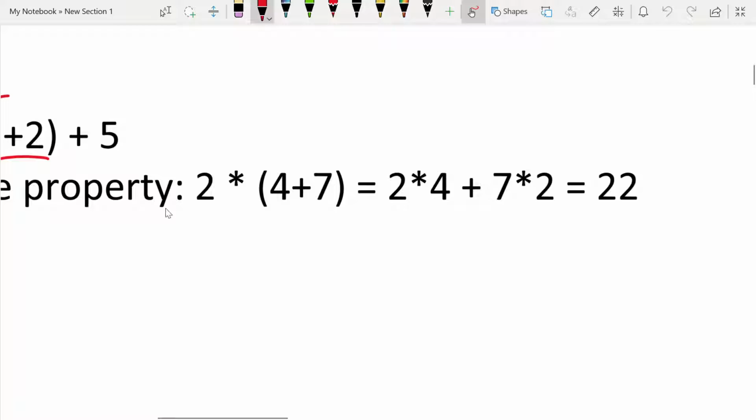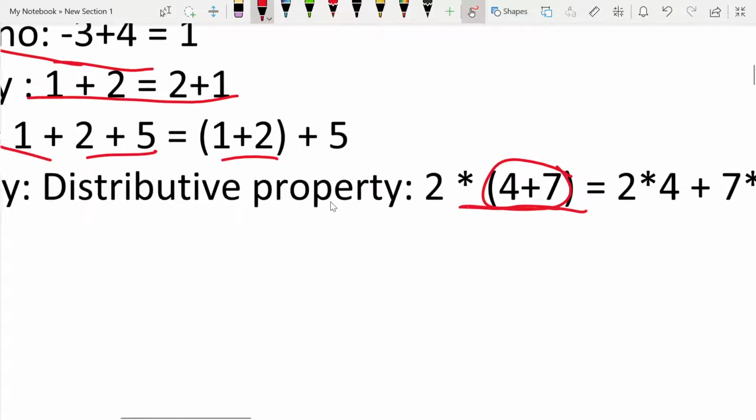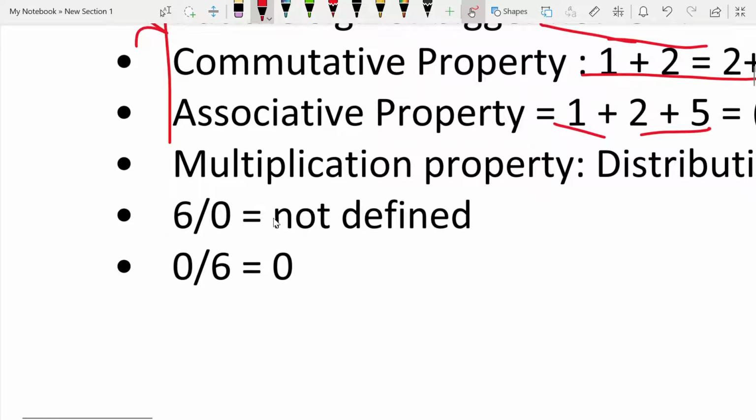So if you do 2 times 4 plus 7 and they're in brackets, you need to do something. You can either just go ahead and add these two, which will be 11, so 2 times 11 is 22, or you can go like 2 times 4 is 8, and 2 times 7 is 14, which is equal to 22. You can do that. Any number divided by 0 is not defined, okay? And 0 divided by 6 is obviously 0.